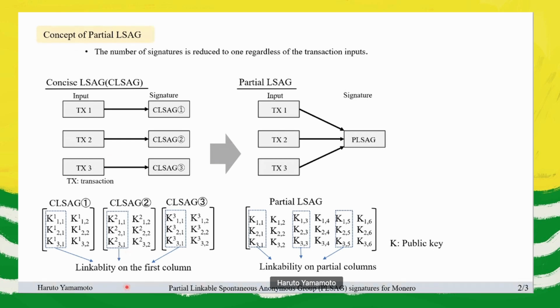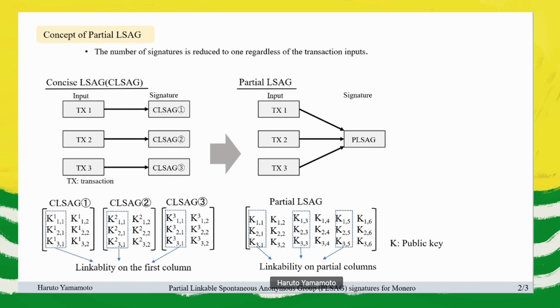As you can see in the figure below, on Monero, the CLSAG signature uses a 2-dimensional public key set. The first column shows the ownership of the transaction, and the second column shows the public key for the amount of money transferred, known as a Pedersen commitment. Since linkability is only required for the first column, related to the transaction ownership, CLSAG can only add linkability to the first column of the 2-dimensional public key set.